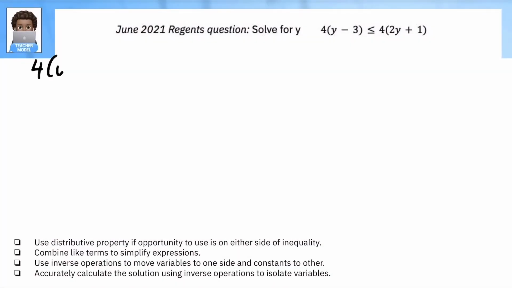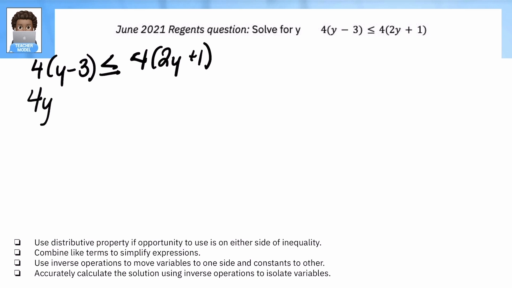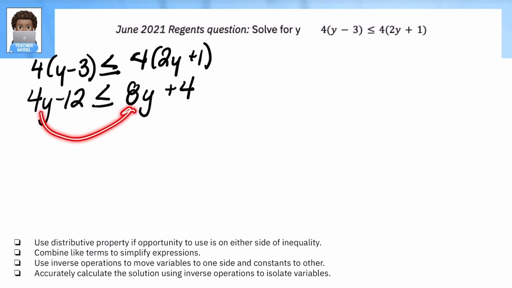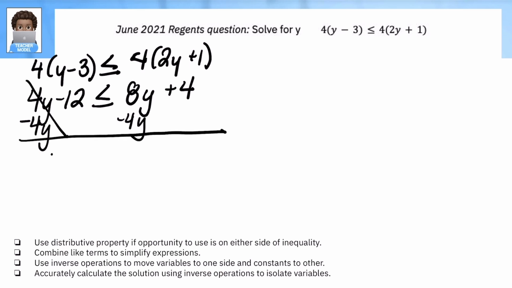All right, so looking at our next problem, I could already see we're going to distribute on both sides. So let's start there. So I have 4y minus 12 is less than or equal to 8y plus 4. So again, make a decision. Would you rather do minus 4 to move this one over or minus 8 to move this over? I would rather do the minus 4y. And now I have negative 12 is less than or equal to 4y plus 4.